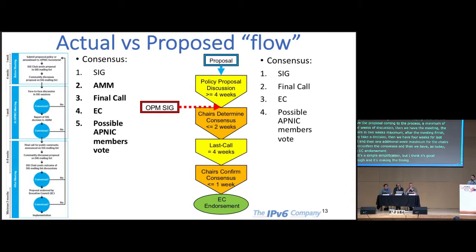So it's a simplification, but I think it's good enough and it makes the timing very concrete. For example, the last call is no longer something between 4 and 8 weeks. Why? Who decides if we need 4 weeks or 8 weeks? I don't think it makes sense, okay? If there is discussion in the list, in the last call, opposing the proposals, the chairs will have 1 additional week to reassess their decision.